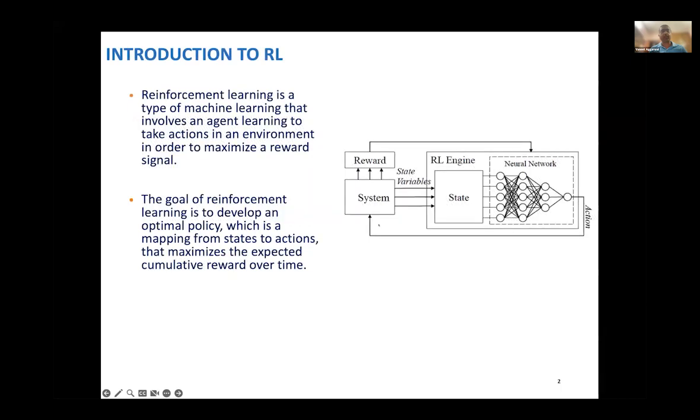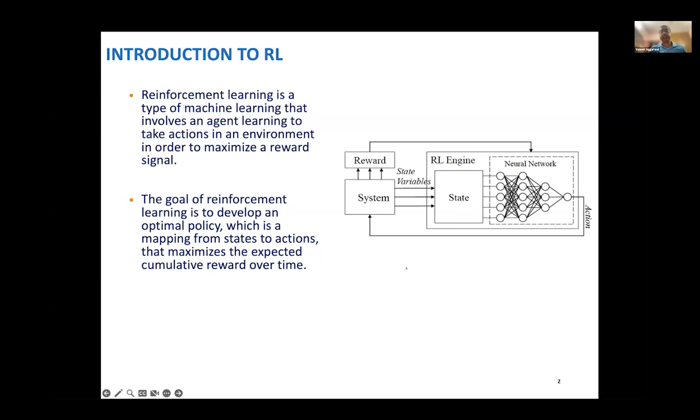So reinforcement learning is a type of machine learning. It involves an agent and an environment. In this case, this particular box is an agent. I'll go into more detail in the following slide. There's an agent that is learning to take an action, and the objective is to maximize the reward. The goal is to develop a policy.